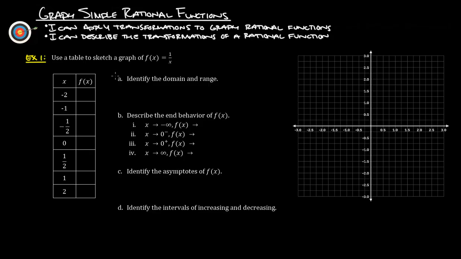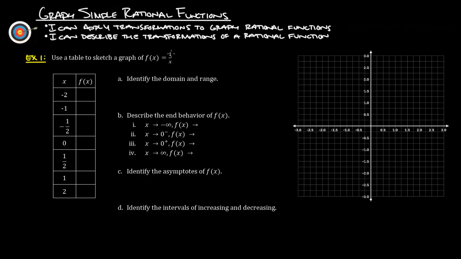Use a table to sketch a graph of f of x equals 1 over x. If you haven't seen this before, you probably have really no idea what this graph is going to look like. So what we can always do is just make a little table. If we just go from -2 to +2, that should give us a pretty decent idea of what this is going to look like.